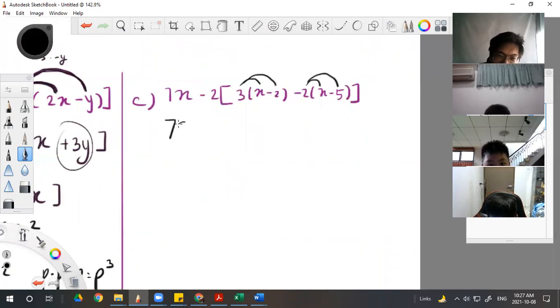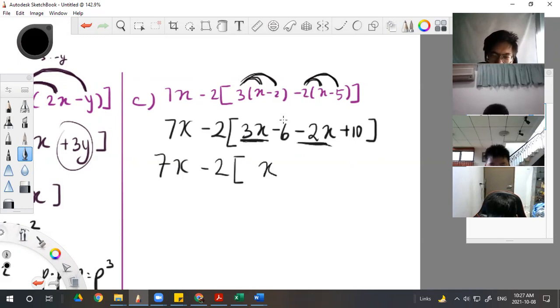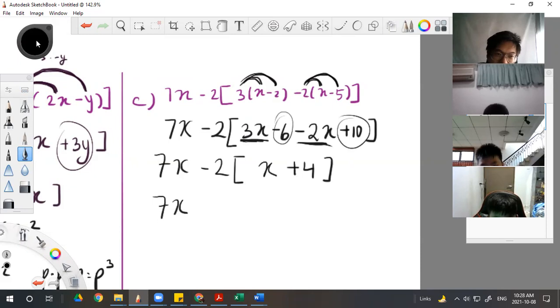See? So, 7x minus 2. Semua liatin ya, semua liatin. Minus 2, 3 times x is 3x. 3 times minus 2 is minus 6, right? Minus 2 times x is negative 2x. Terus negative 2 times negative 5 is positive 10. Ya. And then finish the bracket. Kita combine yang sama. 3x minus 2x, x. Negative 6 plus 10, 4. Right? And then 7x. Kita giniin lagi, guys.